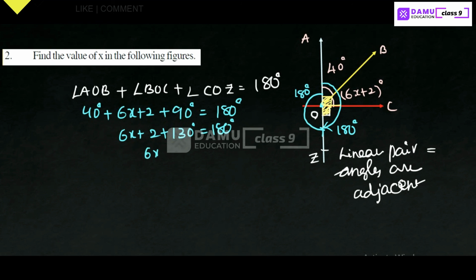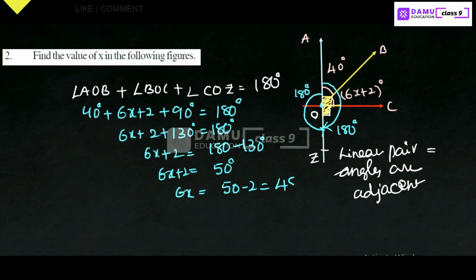Then 6x plus 2 is 180 minus 130, which will be equal to 50 degrees. Then 6x plus 2, so 6x will be equal to 50 minus 2, it will become 48. Then x will be equal to 48 by 6. 6 eights are 48. So x will be equal to 8 degrees. That is, x will be equal to 8 degrees. So like that we need to form.